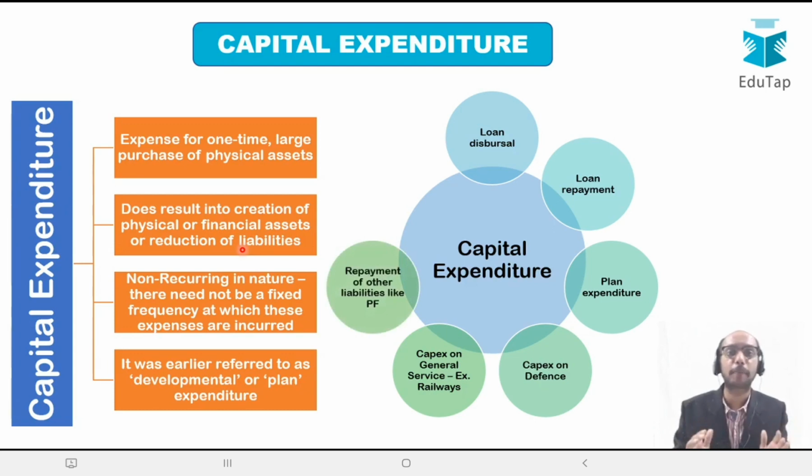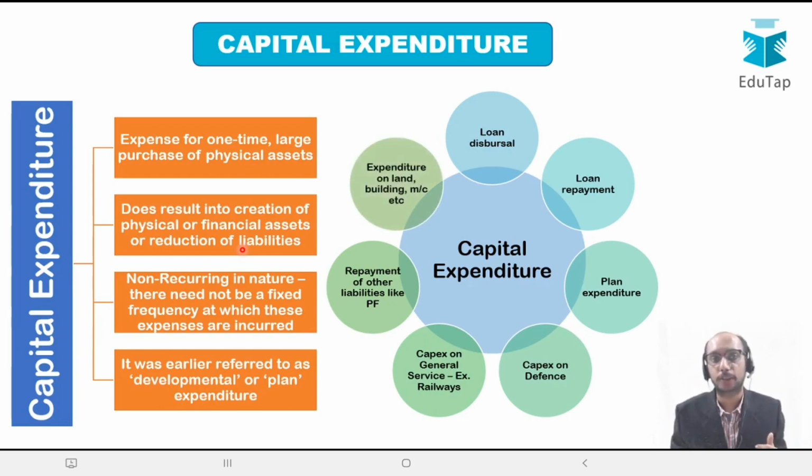Repayment of other liabilities like pension funds. For example, employee and government have both contributed some amount of money towards pension, and that amount gets repaid, or the government pays out that pension after 30 years, something like that. So that pension is also a liability, right? Government has to repay that. So any kind of loan that was borrowed and is now being repaid will be referred to as your capital expenditure. Expenditure on purchase of land, building, machinery, etc. is also your capital expenditure. This is one of the first things that I had mentioned.